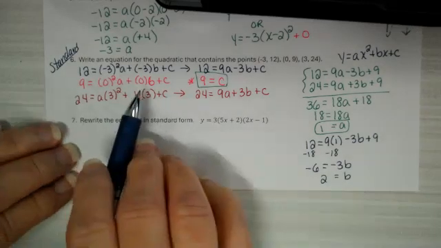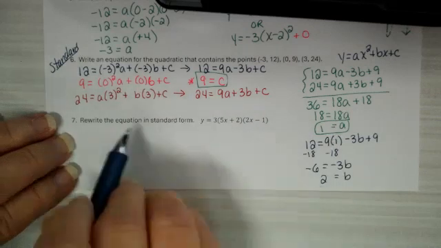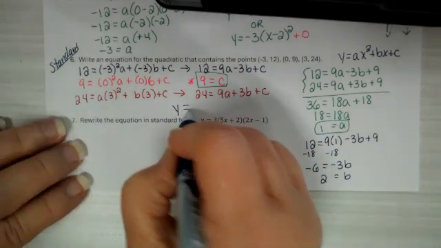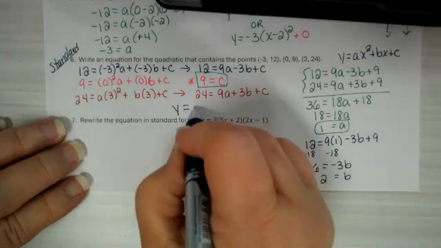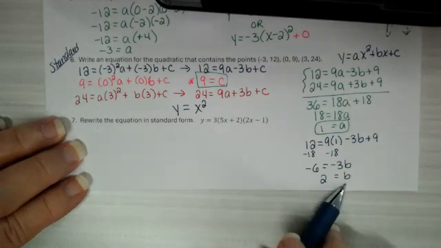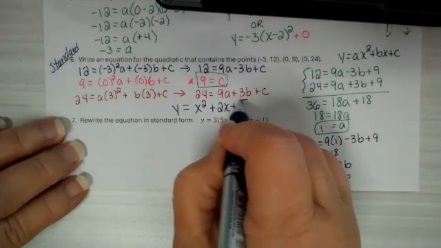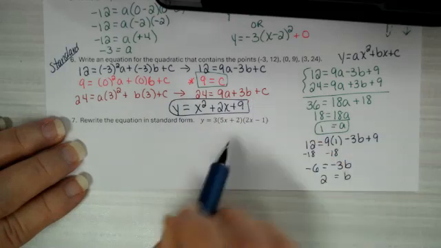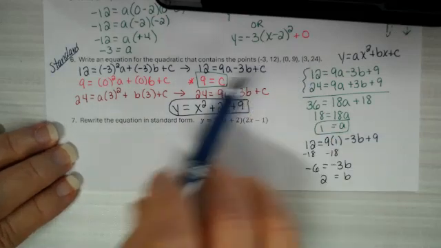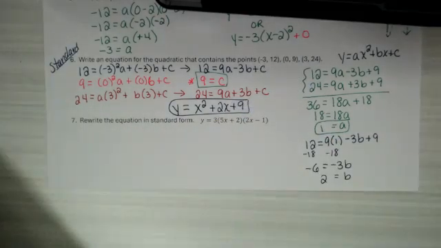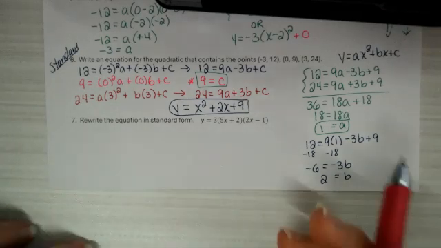So I can go back and write my equation. I know a, b, and c. Y equals, a was 1, so I don't have to put it there. b is 2, c is 9. There is the quadratic equation that those 3 points go through, or that goes through those 3 points. It contains them. So it's a little bit of work, but we can do it.